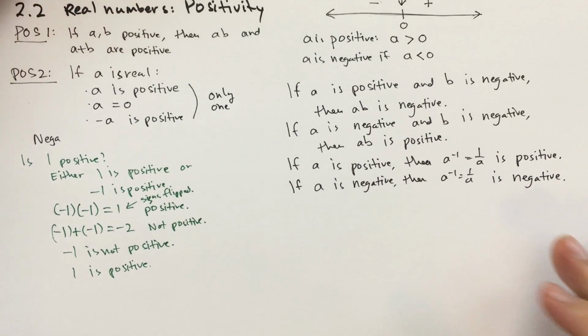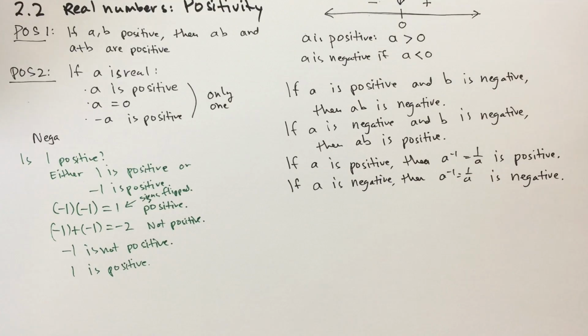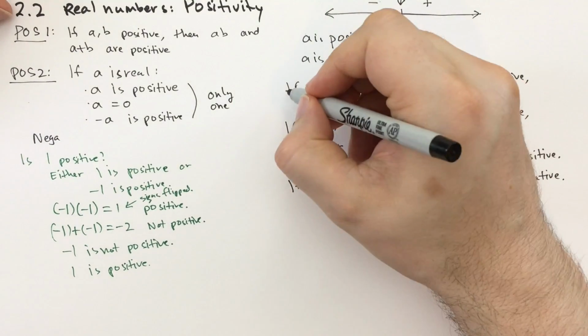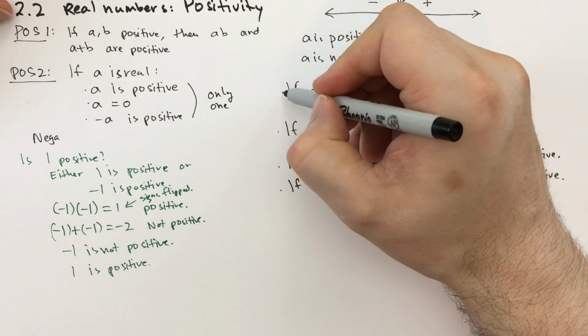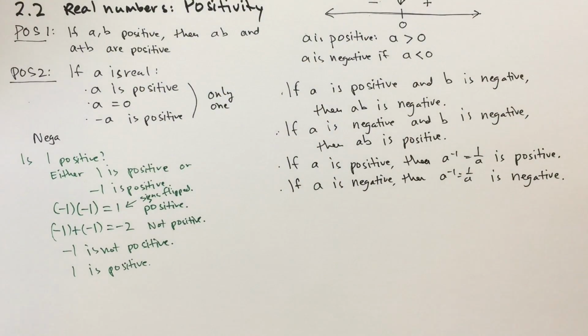All right? So we're not going to prove these, but they are homework assignments, and I do want you to try to prove these theorems, these conclusions, using only pos 1 and pos 2, and the basic rules of multiplication and stuff like that. Okay?